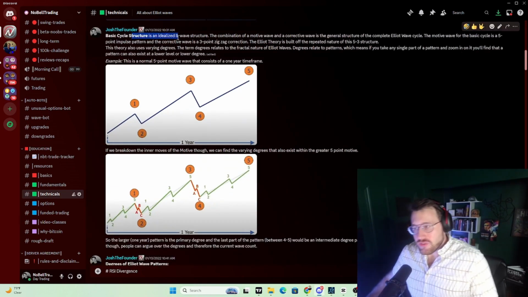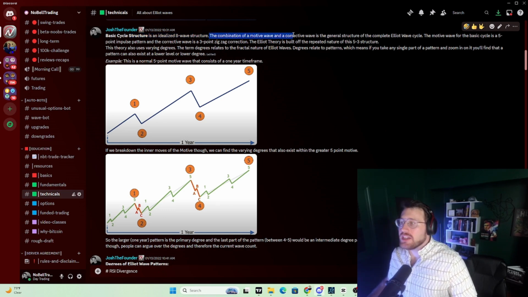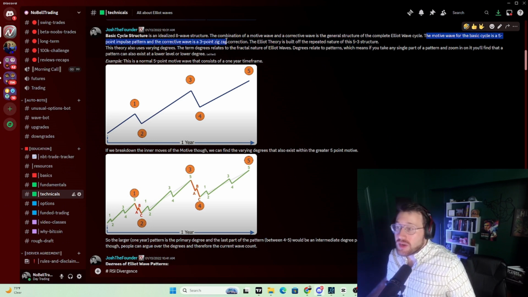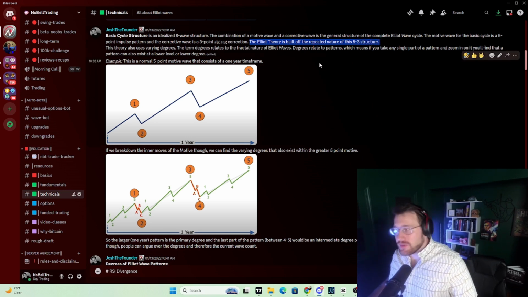So the basic cycle structure is idealized as an 8-wave structure, right? The combination of a motive and corrective wave is the general structure of a complete Elliott wave cycle. The motive wave for the classic cycle is a 5-point impulse pattern, and the corrective wave is a 3-point zigzag correction. The Elliott wave theory is built off the repeated nature of this 5-3 structure.